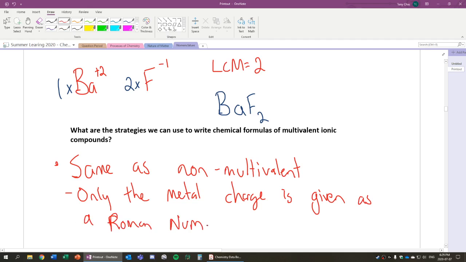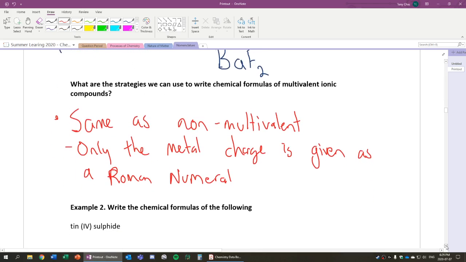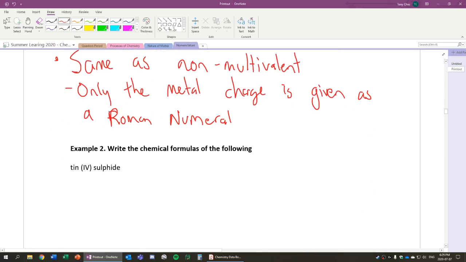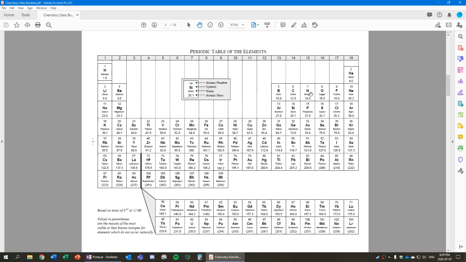So that makes it a lot easier. We don't have to go to a periodic table to find its charge. So let's take a look at our first example then. We have tin 4 sulfide. Well, we right away know that this 4 is telling you it's the tin's charge. Tin is Sn. If it's 4, tin 4 means +4. Sulfur is S. It has a charge of -2.